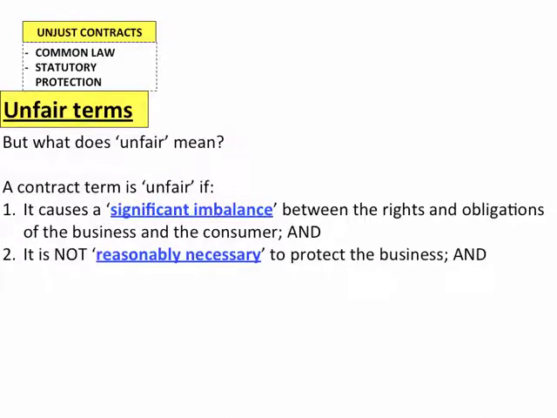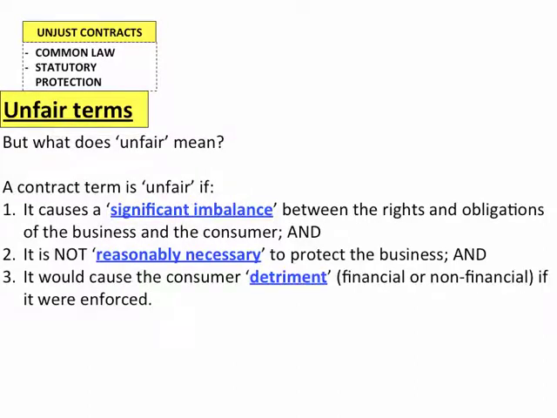So one thing is that it is not reasonably necessary to protect the business. So if you have a term like an exclusion clause or something that you really don't need to have there, there is really no reason why the business would need that. It's not reasonably necessary to protect the business by having that term in there. And you also need to be able to prove that it would cause the consumer, and the quote there is detriment, so financial detriment or non-financial detriment, if it were enforced. So those are the criteria for an unfair term.